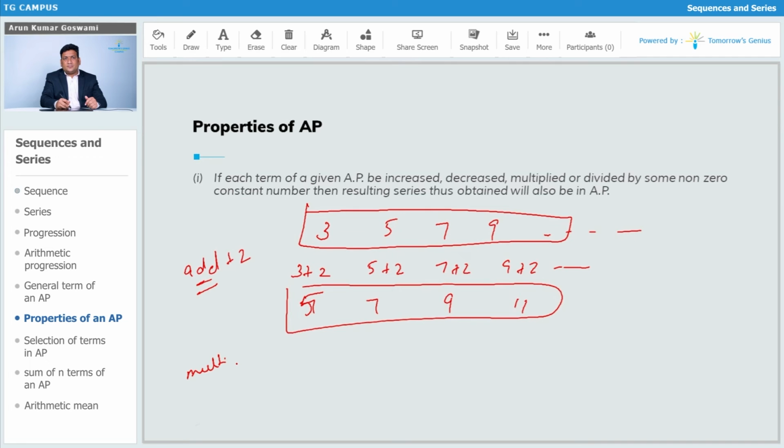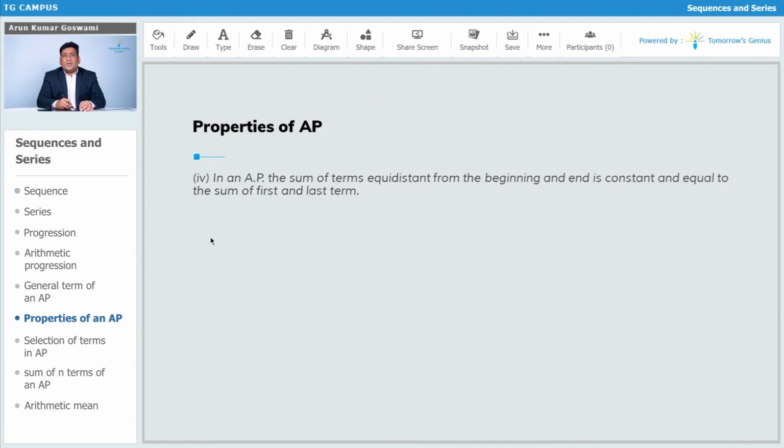Multiply by 2. Okay, so 6, 10, 14, 18 and so on. Now take the common difference. 10 minus 6 is 4, 14 minus 10 is 4, 18 minus 14 is 4. Again, the common difference is the same. It means my resulting series 6, 10, 14, 18 is an AP. So whatever you do with a constant number, the resulting series will be an AP only. Let's see the next property.